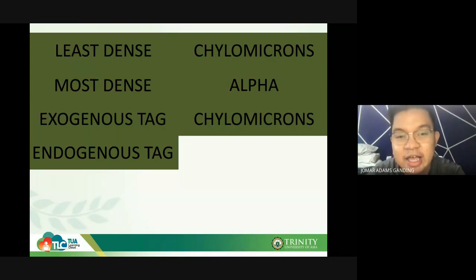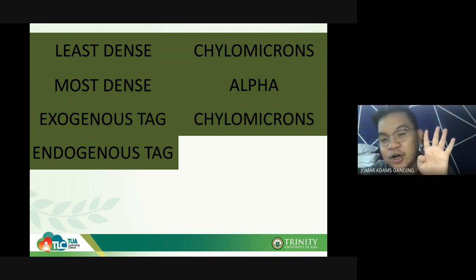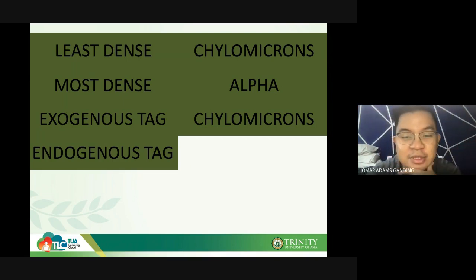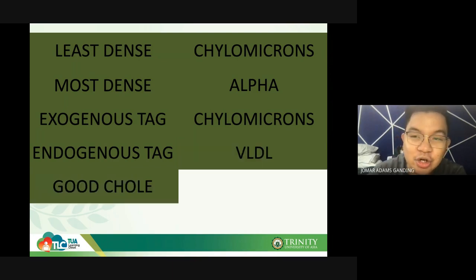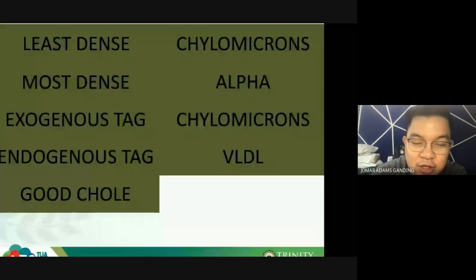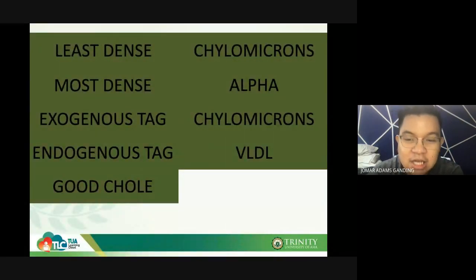That is your VLDL. What is the other name for your VLDL, or your very low density lipoprotein? Okay, 5 seconds. 5, 4, 3, 2, 1. Okay, I'm seeing answers, that's correct, it's your pre-beta lipoprotein. What about your good cholesterol? Good cholesterol is HDL. I see some different answers? Okay, it's not chylomicrons. Your good cholesterol is your HDL.